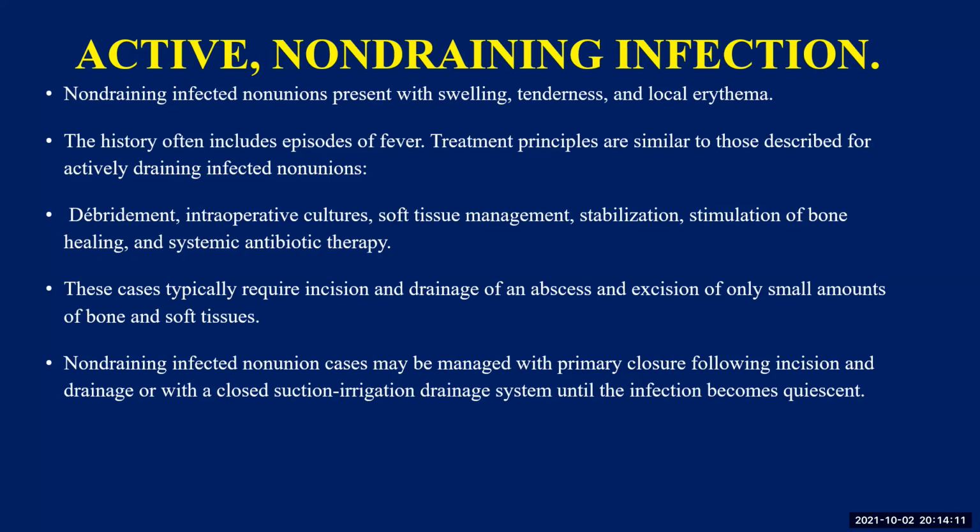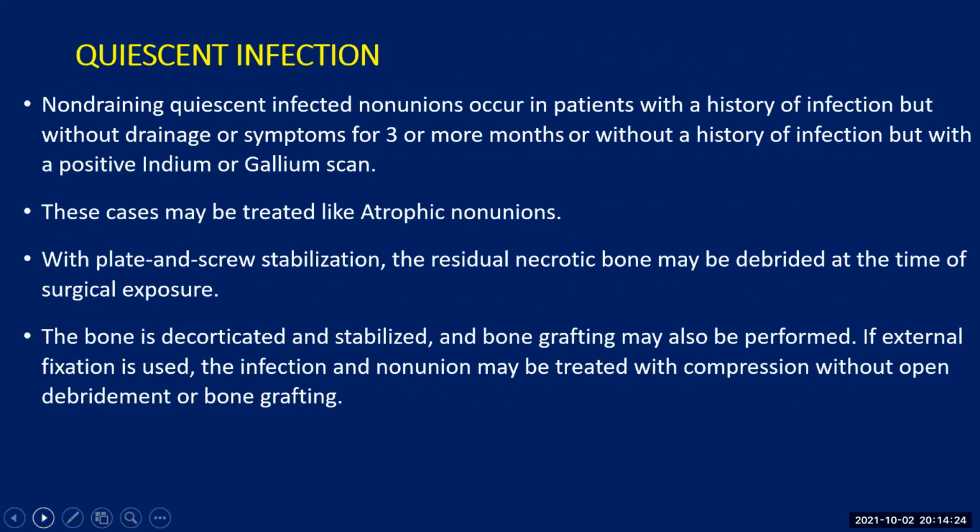Non-draining infected non-union can be managed with primary closure. Non-draining quiescent infected non-union occurs in patients with a history of infection but without drainage or symptoms for 3 or more months, or without a history of infection but with a positive scan. These cases are treated like atrophic non-unions with plate and screw stabilization. The bone is decorticated and stabilized. Bone graft may also be performed. If external fixation is used, the infected non-union may be treated with compression without open debridement or bone grafting.